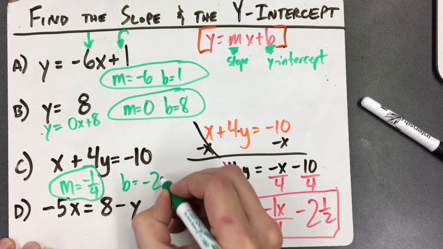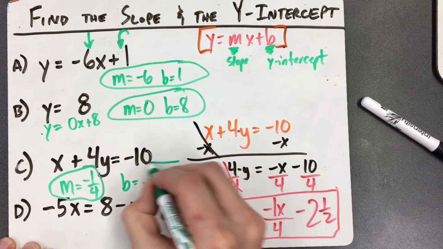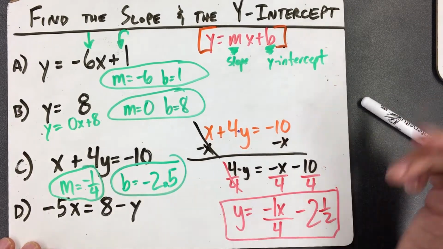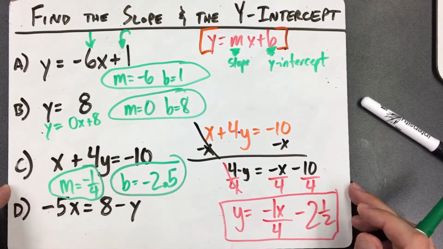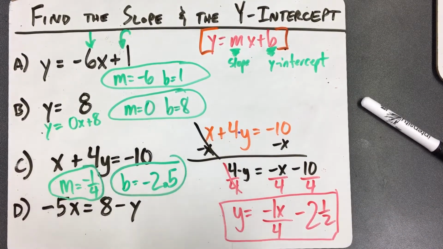Could I call that -2.5? Sure. It looks a little weird because one's a decimal and one's a fraction, but you could do that. You could do -2.5. You could even say -5 over 2. That would be fine as well. Okay, one more on here, and then we'll move on to the next board.